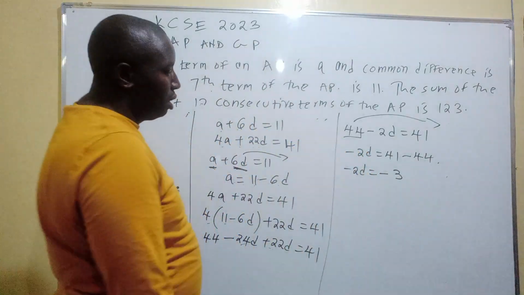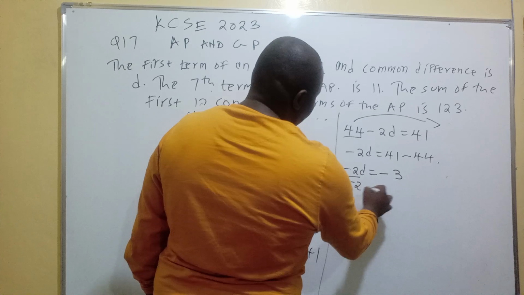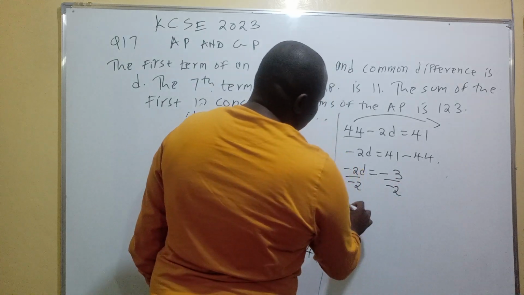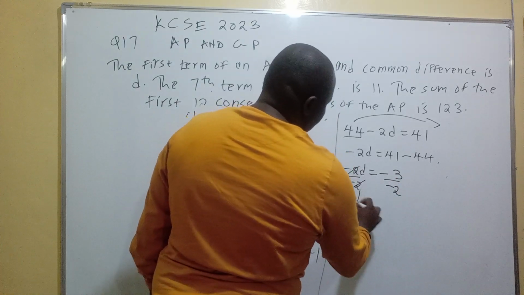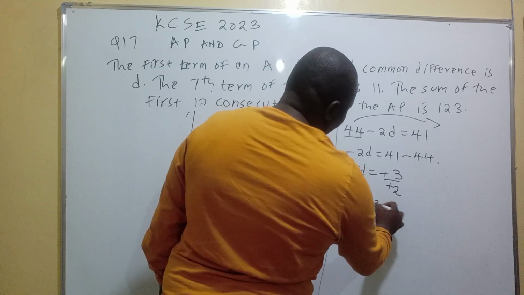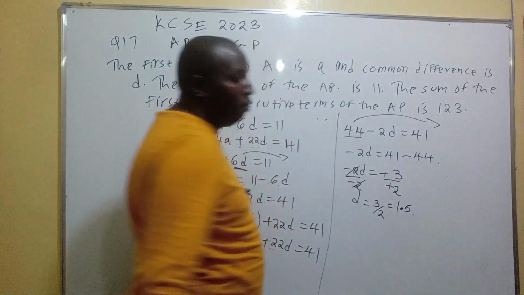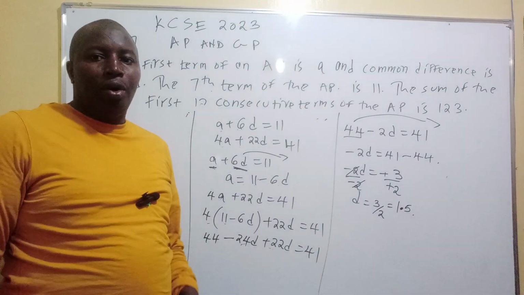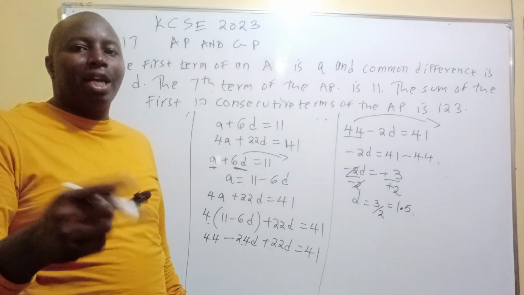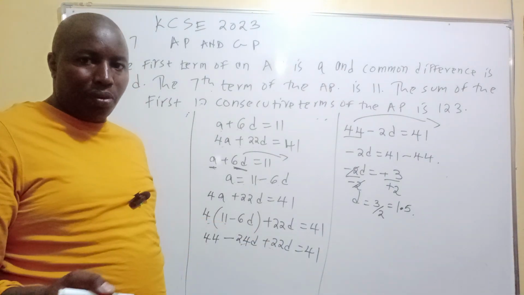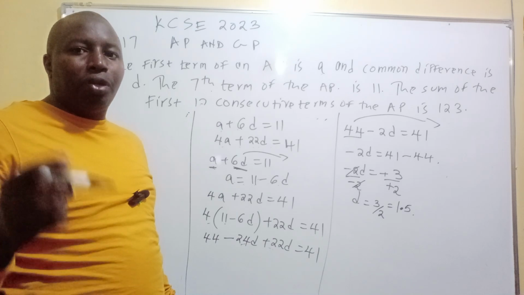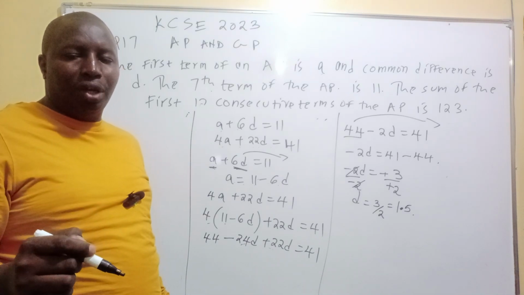Equals negative 3. Then divide by negative 2. Negative and negative come to positive, so our D is 3 over 2, which is 1.5. Give it in simplified form as 1.5. So D is 1.5. If you get D, that's the common difference, 1.5.